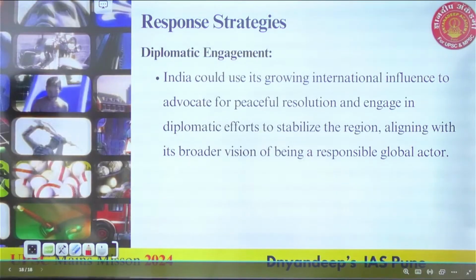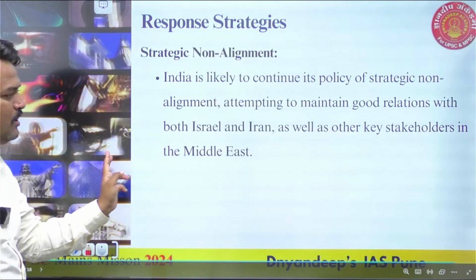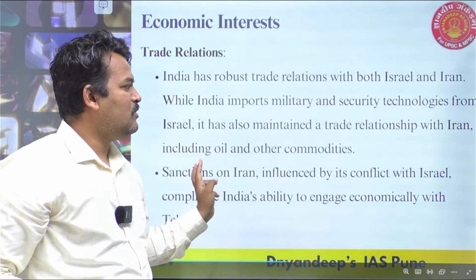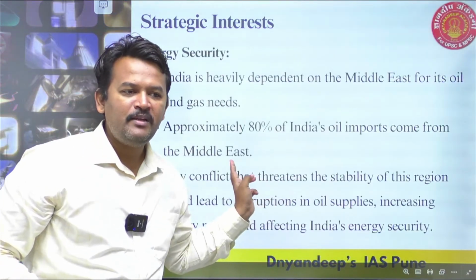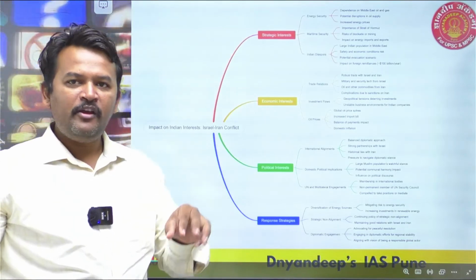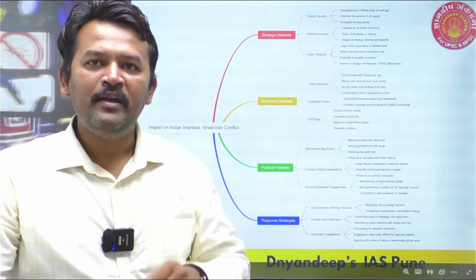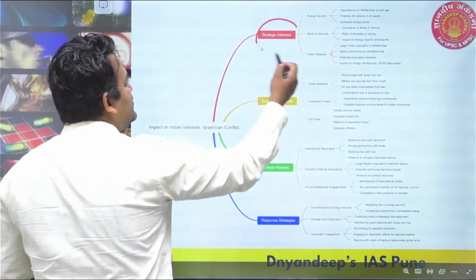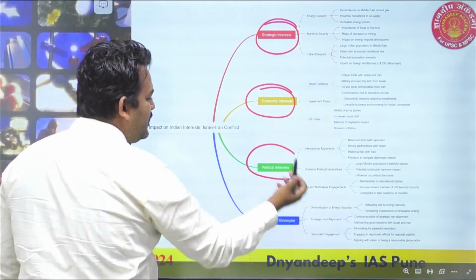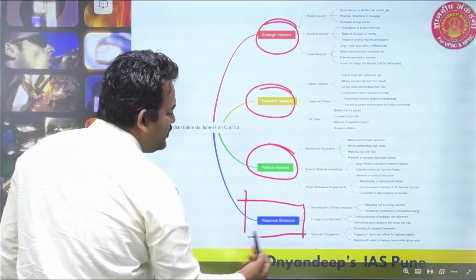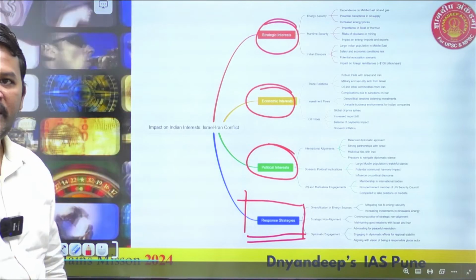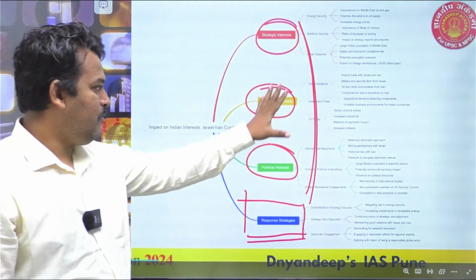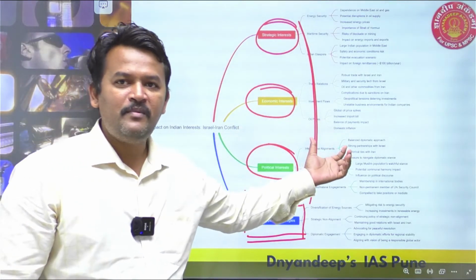Okay. After that, right, so this is the total issue. We are not going into details of what is happening between Israel and Iran. We are going into detail on how it will impact India's interests. Okay, India's interests are codified: first thing in strategic interest, second economic interest, third political interest, and what should be our response strategies. Okay, in this particular scenario, I hope you all get whatever I am trying to teach here.